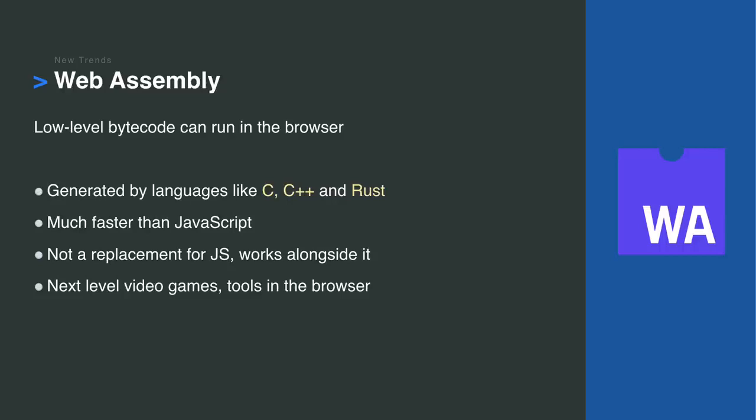Now, it's not a replacement for JavaScript. It actually works with JavaScript or alongside it. You can almost think of JavaScript as the boss, and then it tells WebAssembly what to do. And it can do it faster than JavaScript would. So essentially, it allows us to use really fast, low-level languages like C++ in our web apps. And this gives us a lot more capabilities.